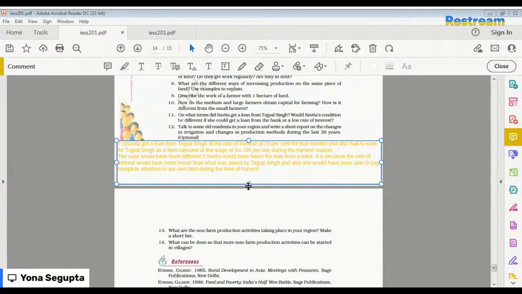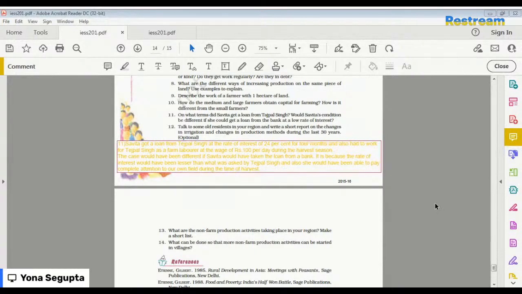Talk to some old residents in your region and write down a short report on the changes in irrigation and changes in production methods during the last 30 years. Now this you have to write. I can't tell what the old residents in your region must have told, right? So this time I won't be telling this.